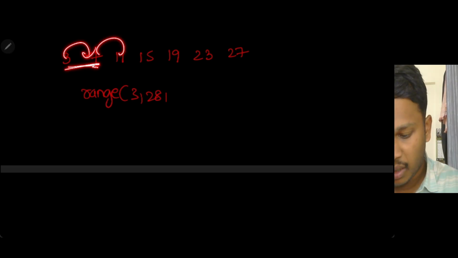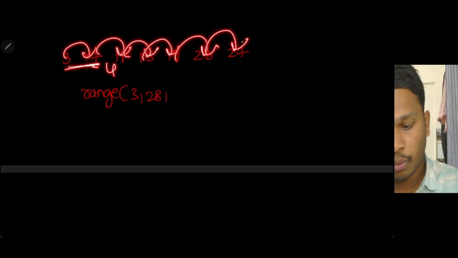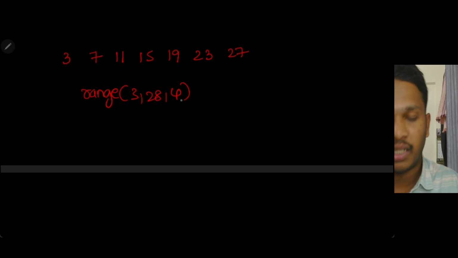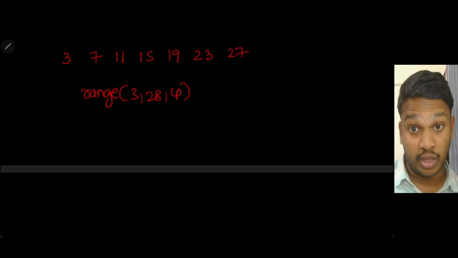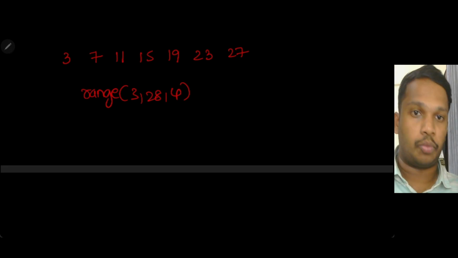27 also, correct. Next, what is the step size? Step size, 3 to 7, how can I reach? 4. 7 plus 4, 11. 11 plus 4, 15. 15 plus 4, 19. 19 plus 4, 23. 23 plus 4, 27. So the step size is 4. So this is the correct function to get the output.